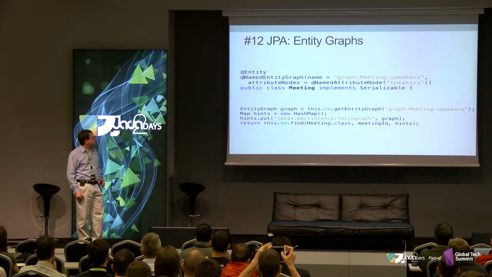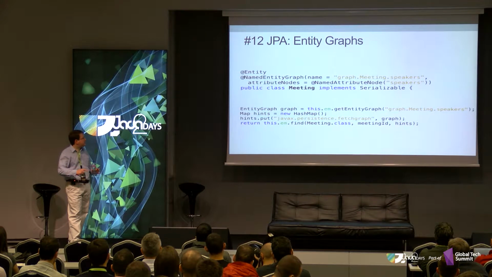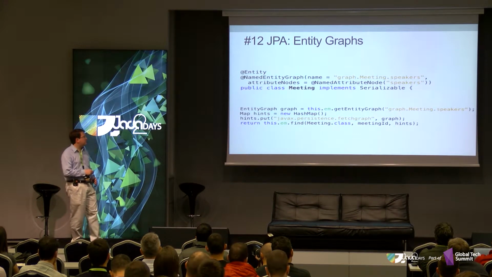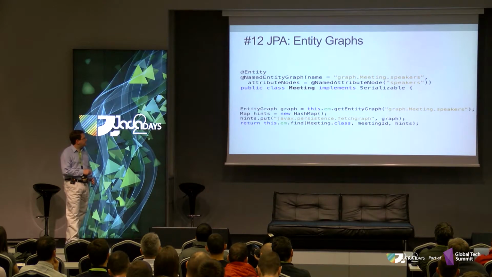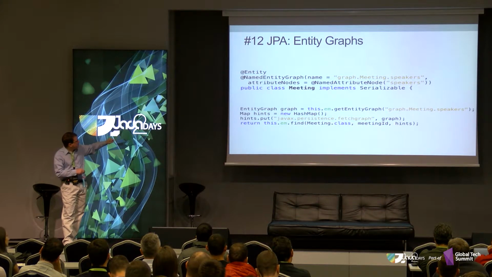The next is with entity graphs. So in the case where we have a graph of objects and we want to retrieve the graph of objects, this is a feature with JPA 2.1. So we can specify that we want to retrieve a list.